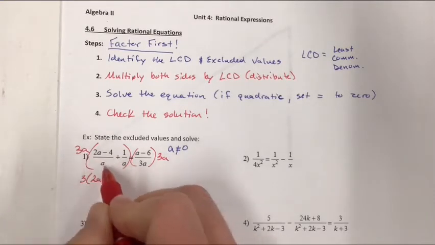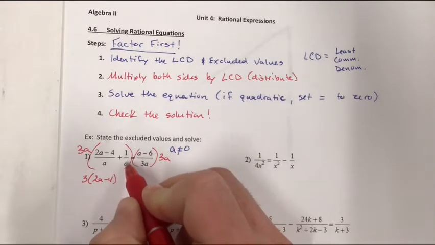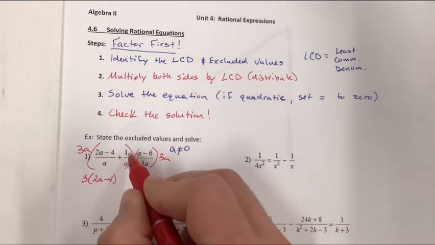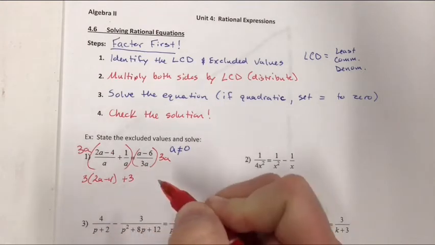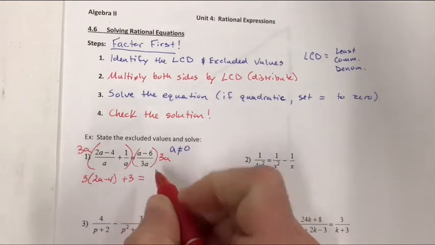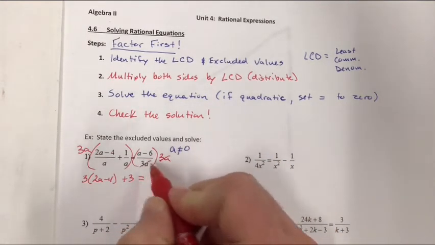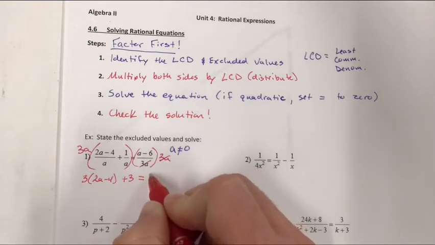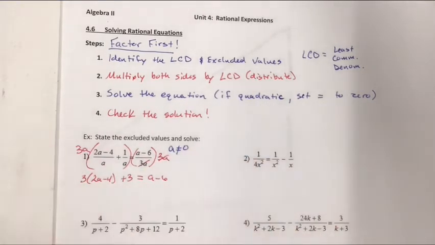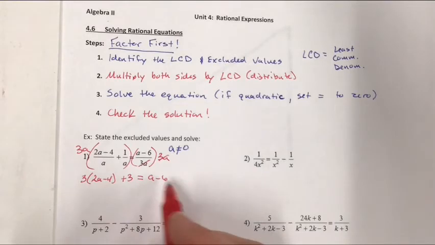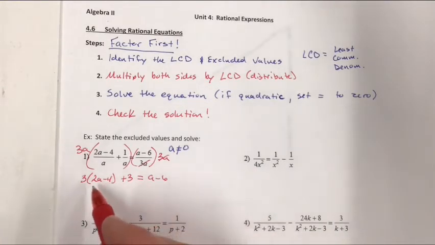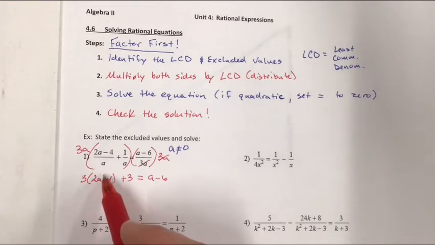Okay, because those a's canceled. And on this one, the a's cancel again, but 3 times 1 is just 3, so I write plus 3. Bring down my equal sign. On this side, 3a cancels completely with 3a, so the only thing left is a minus 6. I no longer have a rational equation. I just have a straight linear equation. The highest power is just a to the first.